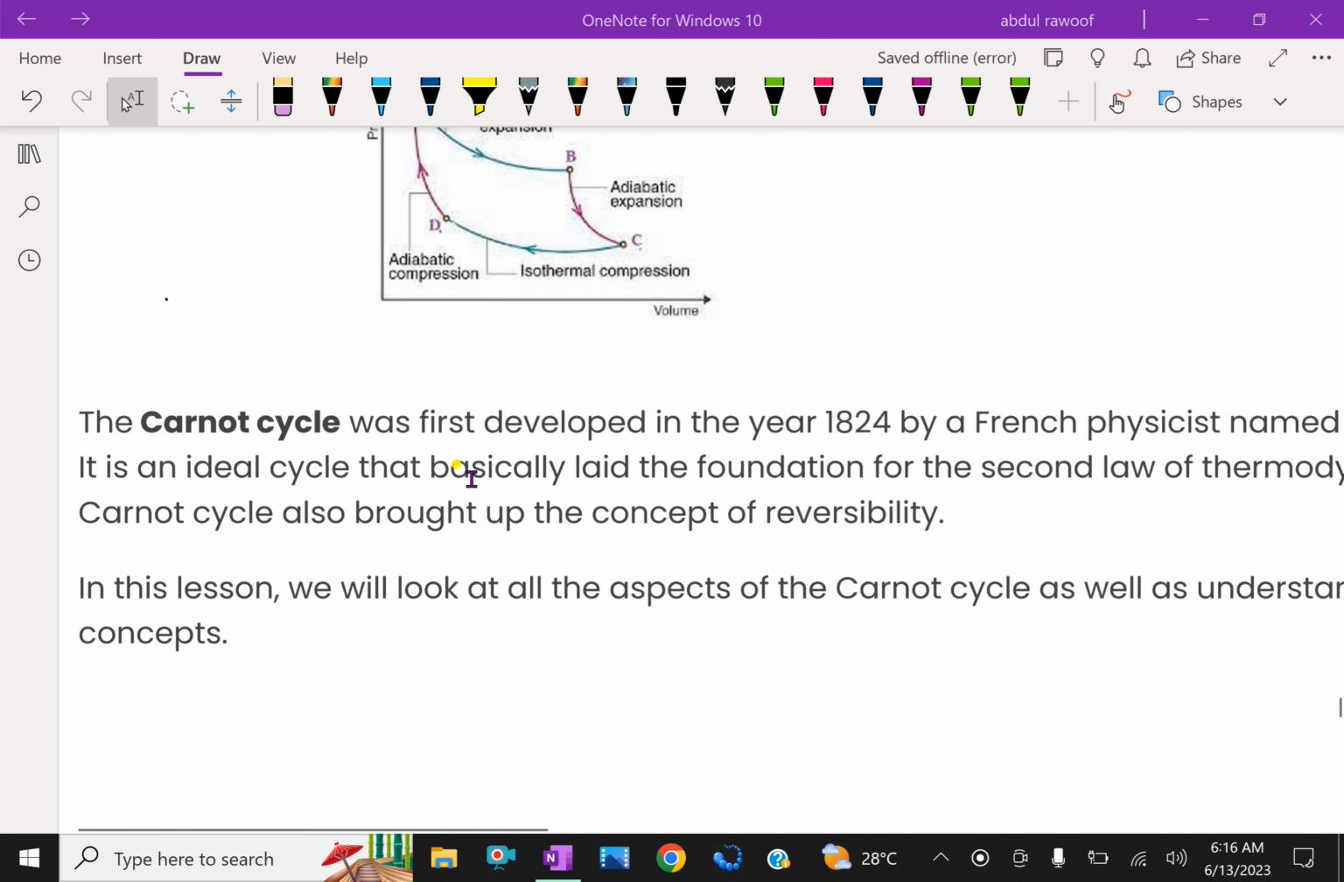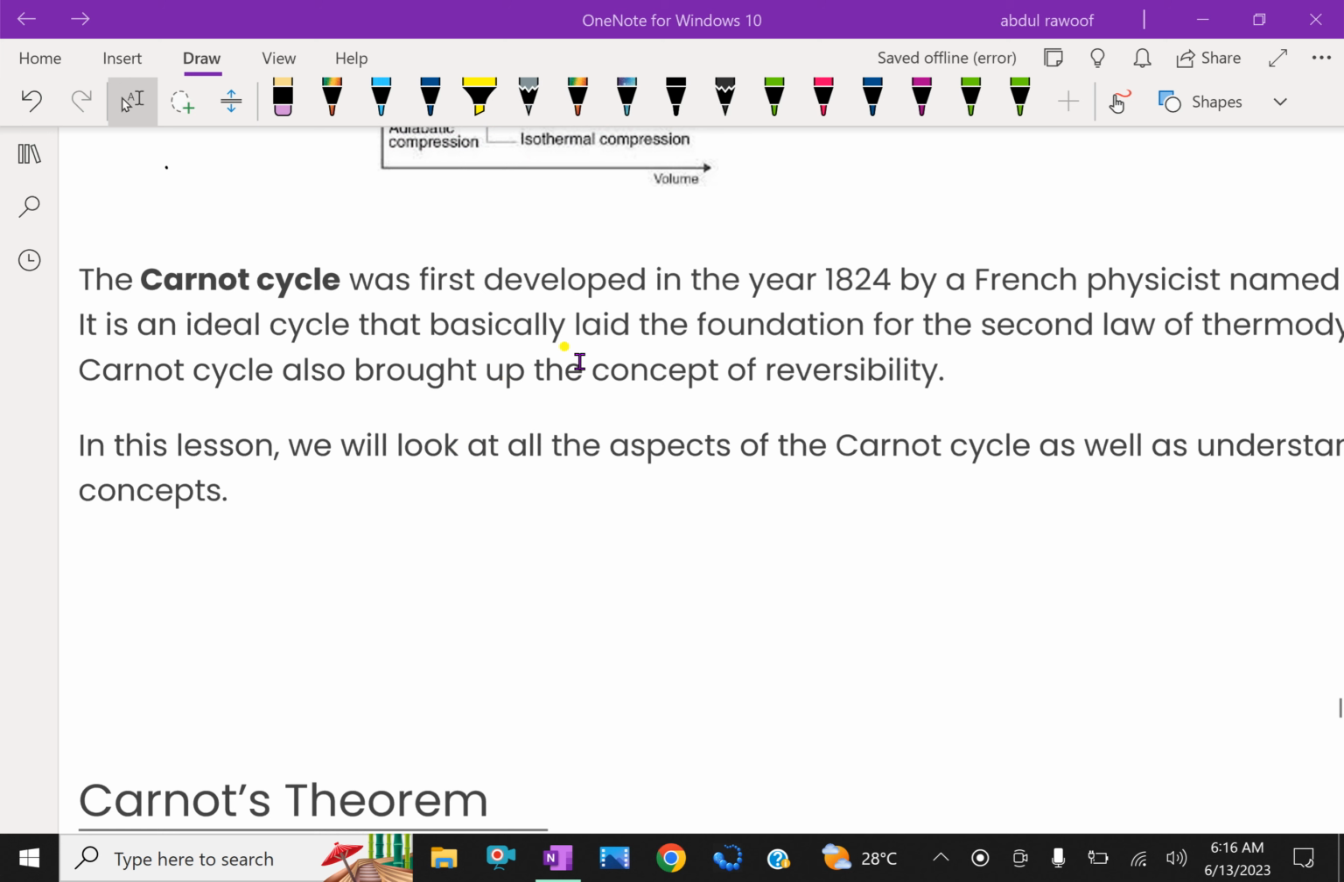The Carnot cycle was first developed in the year 1824 by a French physicist named Sadi Carnot. It is an ideal cycle that laid the foundation for the second law of thermodynamics. The Carnot cycle also brought up the concept of reversibility.